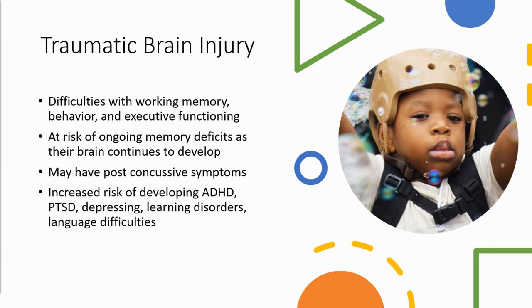A traumatic brain injury can be sustained at birth or later in life, but it will cause difficulties with working memory, behavior, and executive functioning. A child with a traumatic brain injury is at risk of ongoing memory deficits as their brain continues to develop, and they may have post-concussive symptoms, which would be sensitivity to light, headaches, dizziness, depression, anxiety, and difficulty sleeping and concentrating. They will also have an increased risk of developing ADHD, PTSD, depression, learning disorders, and language difficulties.